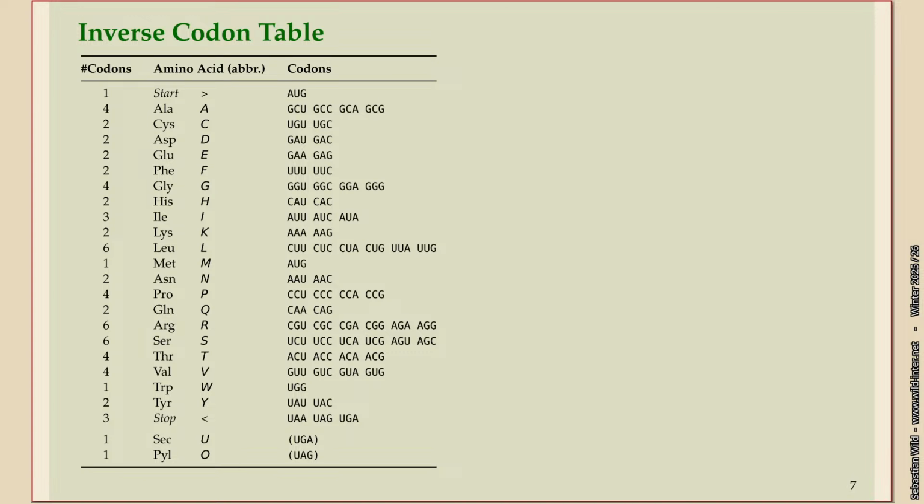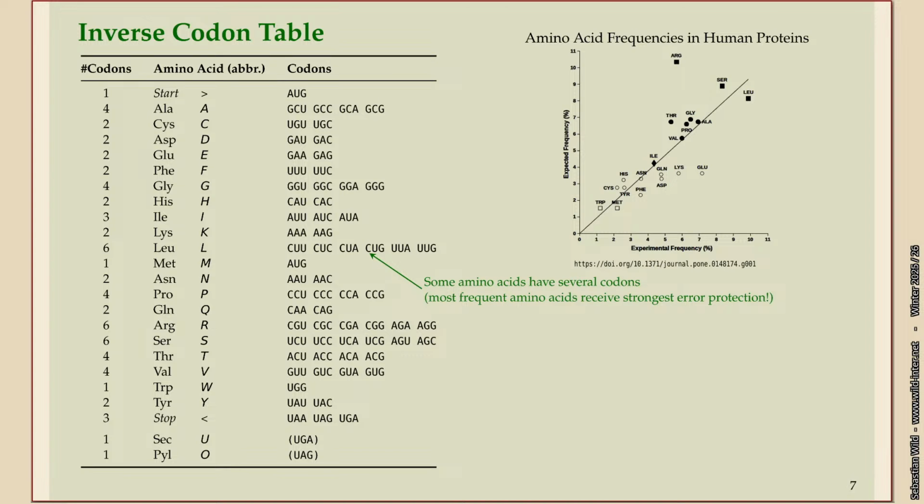And the way this happens in nature, which is the cause and which is the result, is unclear. But if you plot, say, in humans, how often in the proteins that you can sequence in a cell you find the different amino acids, there seems to be a strong correlation with the number of codons that this amino acid has.